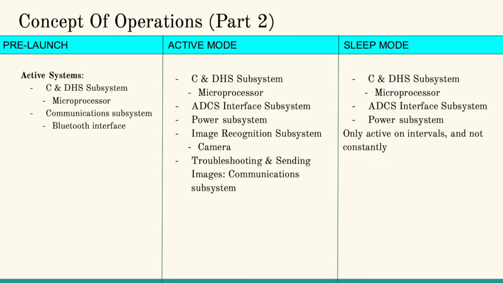Here are the subsystems which are active during the different modes of the previous concept of operations. During the pre-launch, we have the microprocessor and the Bluetooth interface as the C and DH subsystem and the communication subsystem. And then in active mode, we have the microprocessor, the ADCS, the power subsystem, the image recognition subsystem, and the camera subsystem, as well as the troubleshooting and sending subsystem. In the sleep mode, we have the microprocessor, ADCS subsystem, and the power subsystem, which are only active on intervals and do not work constantly.